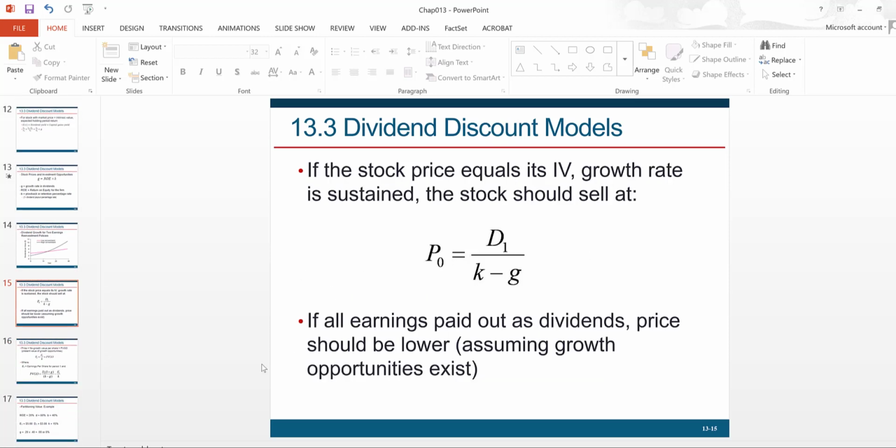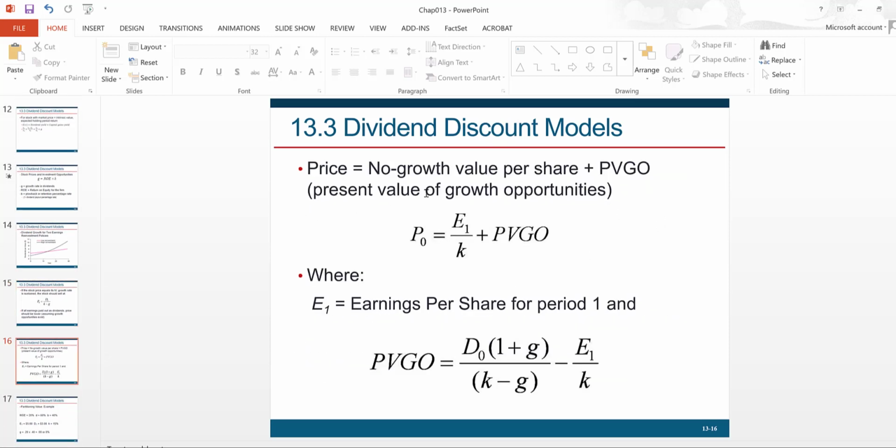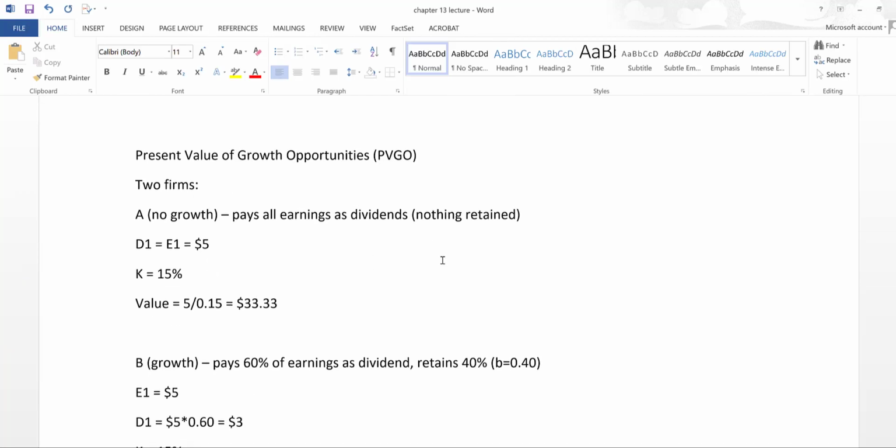Okay. Now I want to talk about this idea of PVGO, present value of growth opportunities. What is a present value of growth opportunities? Can we put a value on the growth opportunities of the firm within this dividend discount model, right? Within that framework, is there some way to estimate the value of growth opportunities of the firm? And it turns out that there is. Okay, so I want to use a simple example to illustrate this concept of PVGO.